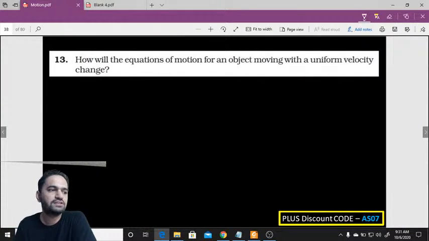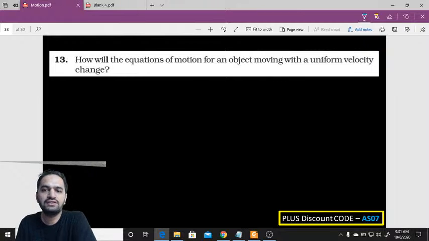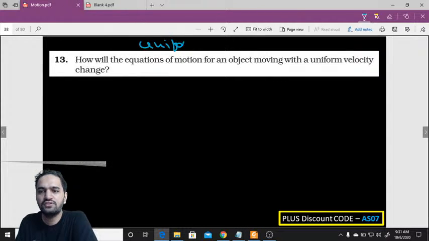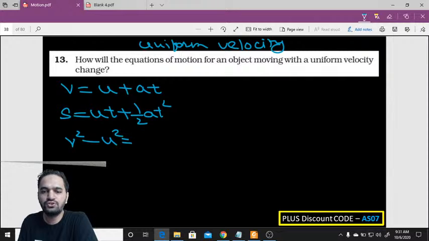Question number 13. They are asking how the equations of motion for an object moving with uniform velocity will change. How will the 3 equations of motion change if the body is moving with uniform velocity? What are the equations of motion? Those are v is equal to u plus at, s is equal to ut plus half at square, and v square minus u square is equal to 2as.